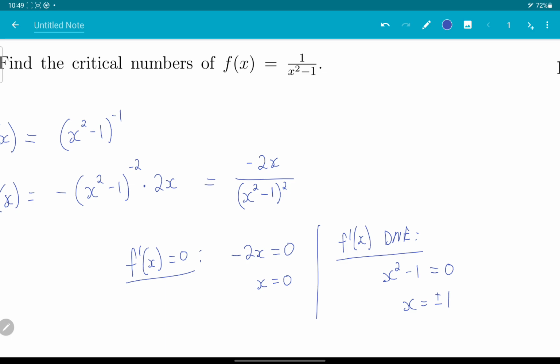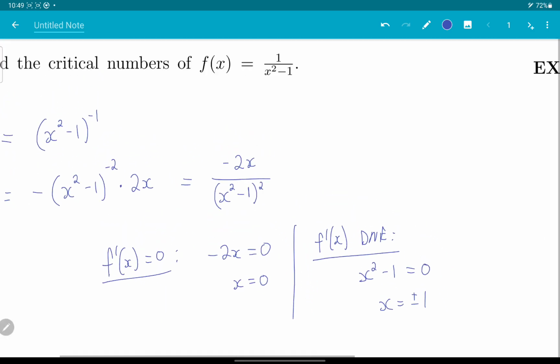Okay, tricky, tricky. A number c is only a critical number if it's in the domain of the original function. x equals 0 is in the domain, meaning I can take this x equals 0, plug it in here, no problem. But these are not. Plus or minus 1, these are not in the domain of the original function. So these are not critical numbers.